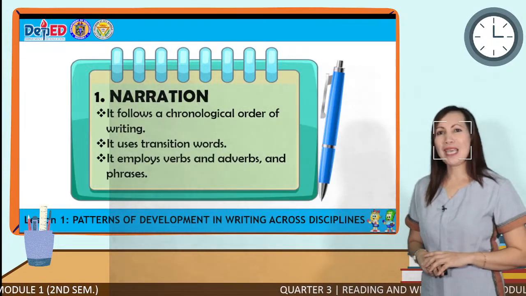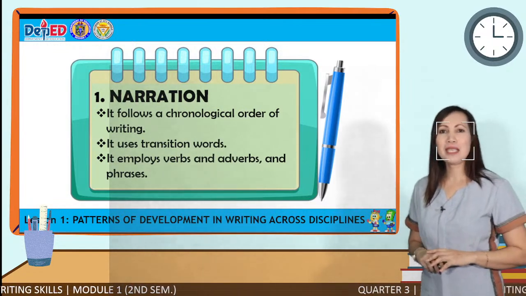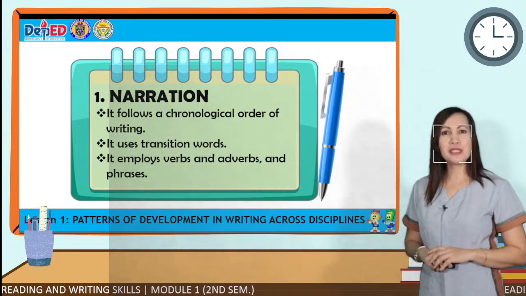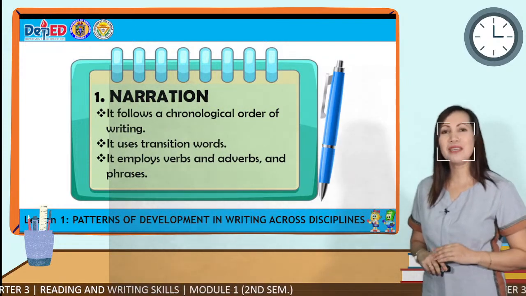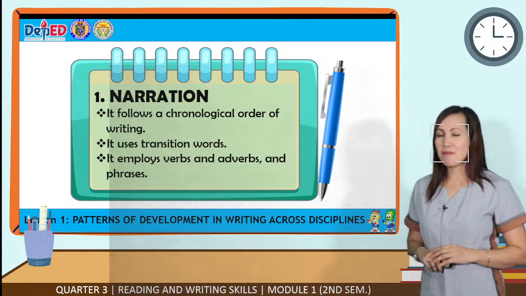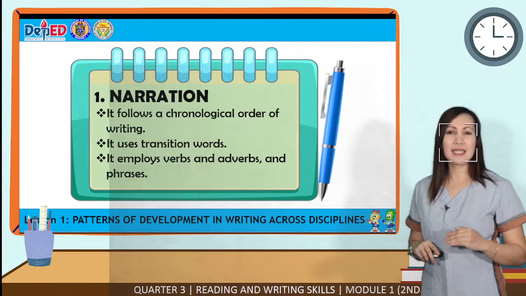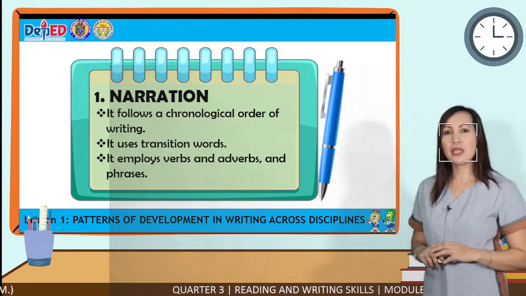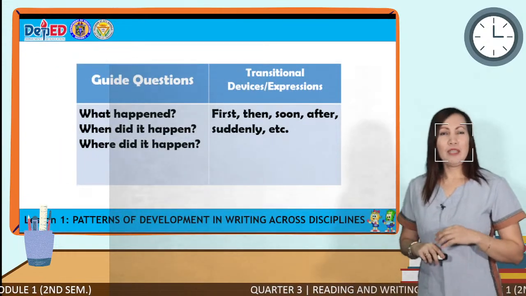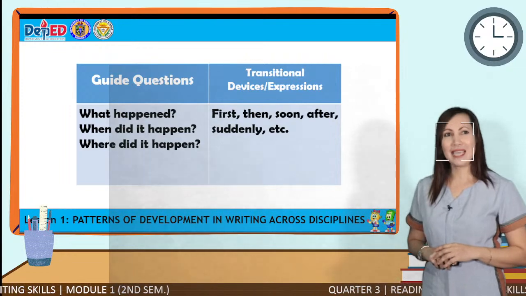Our first pattern is narration. This paragraph follows a chronological order of writing. It uses transition words to maintain coherence and to show movement. In telling a story, it employs verbs, adverbs, and phrases to indicate time to make the story more engaging to the readers. And when you write a narrative paragraph, you have to consider these guide questions.